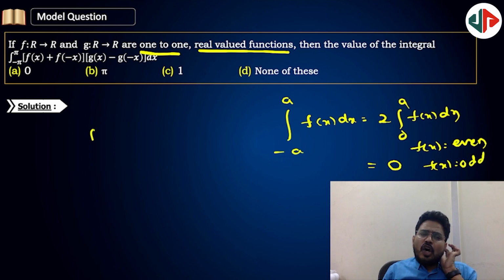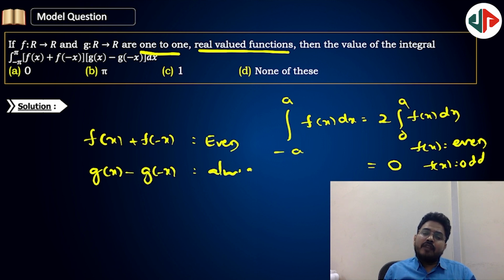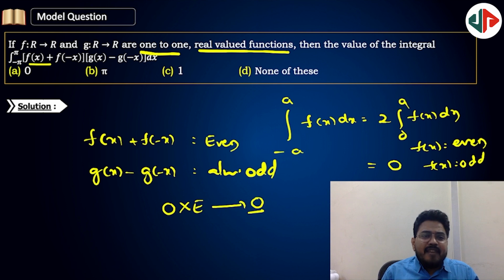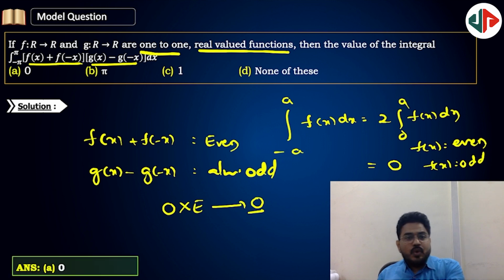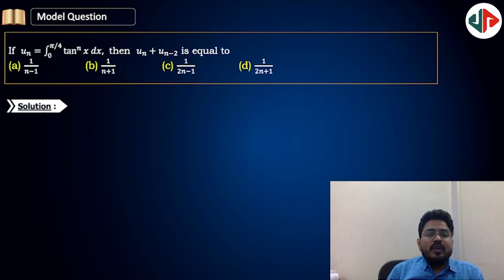We all know that f of x plus f of minus x is always even, and g of x minus g of minus x is always an odd function. Now an odd function into an even function is an odd function. So minus pi to pi, even function into odd function, so minus pi to pi of an odd function, the value is equal to 0. Next question is u n is equal to this one.